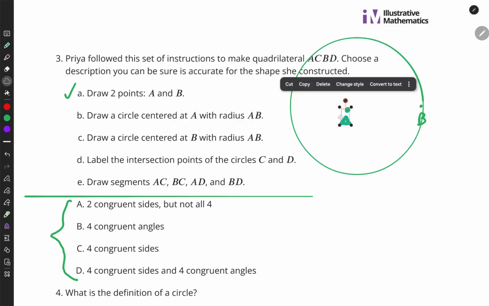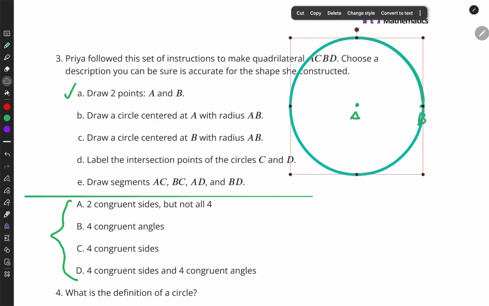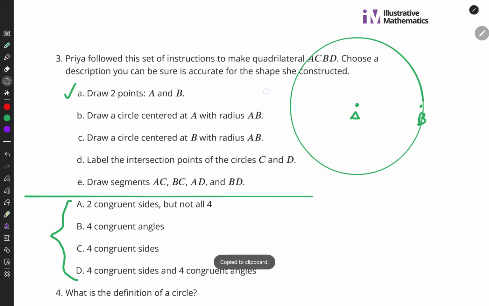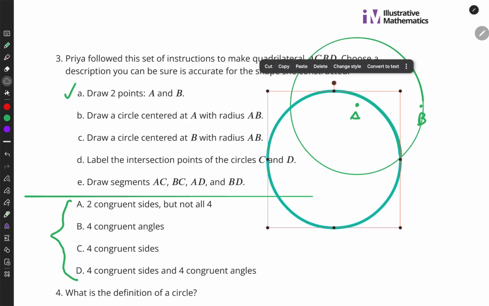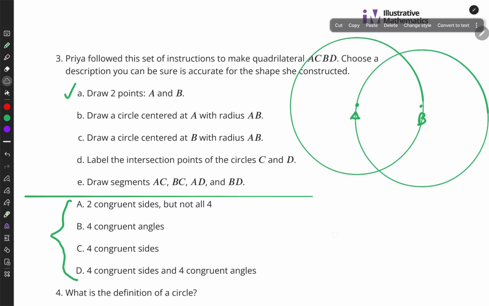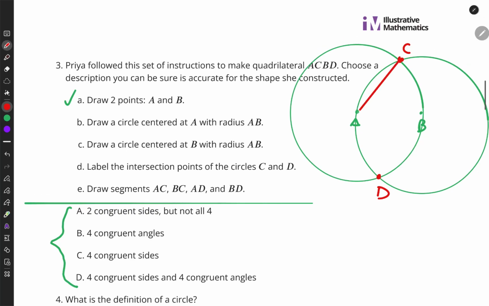Actually, we could have just moved this closer. There we go. I don't have a compass here, so work with me. And then she drew another circle centered around B, same as A, so I'm just going to copy and paste that. Here's my other circle. And then she labeled the intersection points right here and here. She called these C and D. And then she drew these line segments. She connected this to this, and this to this, and this to this, and that to that. So that's the last step.